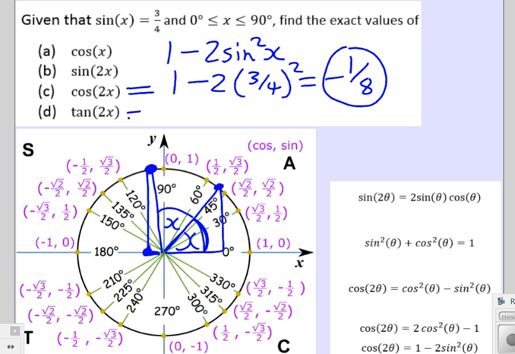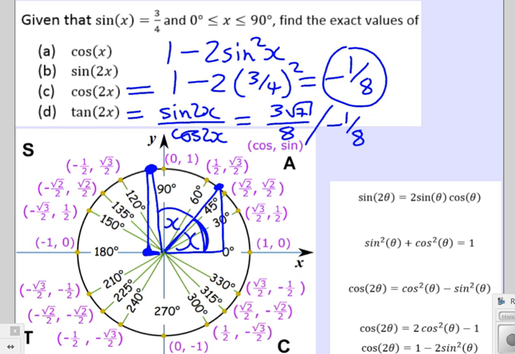Tan 2x, well, that's sine 2x divided by cosine 2x. So that's easy because we've figured out sine 2x already. It's 3 root 7 over 8. And we just have to divide it by cosine 2x, which is minus 1 over 8. And that gives us an answer of minus 3 root 7. Notice we don't have to start over again to find tan because we know sine and cosine already.